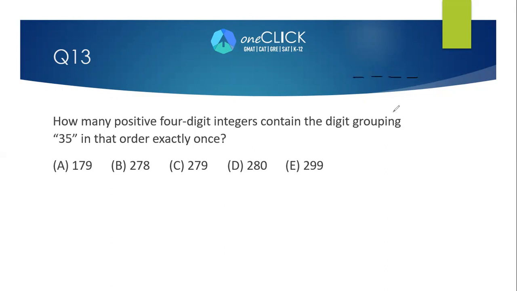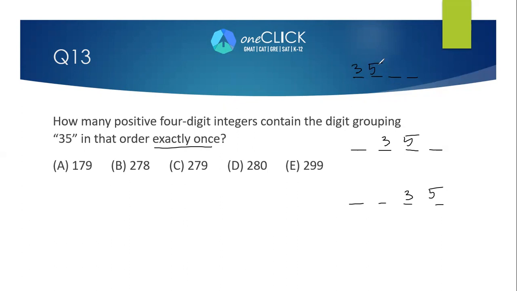So it says how many 4-digit numbers contain digit grouping 35. So where can you get 35? You can get it here, or here, or here. Now 35 exactly once. So that means you should not get 35 twice. So 3535 is not allowed.